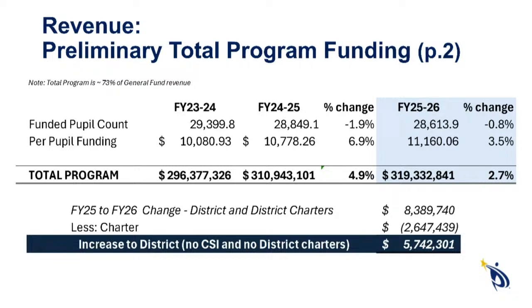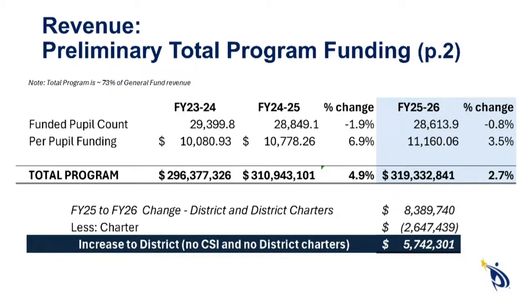The fiscal year 25 to 26 change, this includes our district charters. This is less than we showed you last presentation because of that change in the Ascent funding. Okay, so I went ahead and factored that in to the per pupil funding rate. So what we see here is overall just that change, about $8.4 million of increased funding.